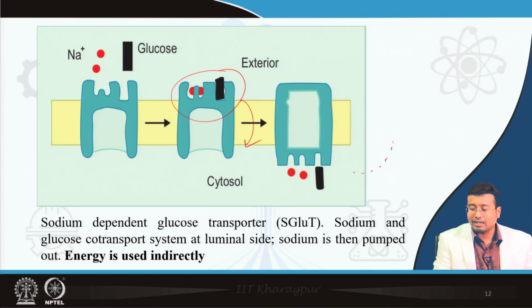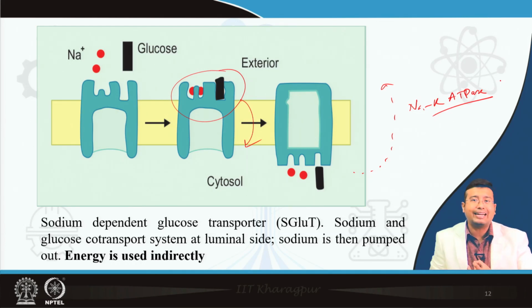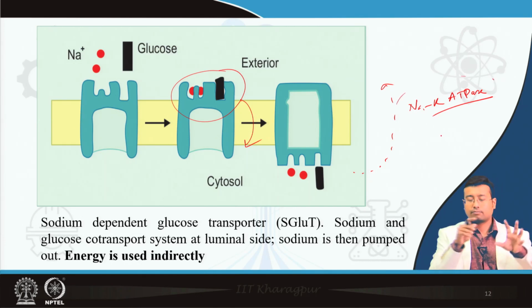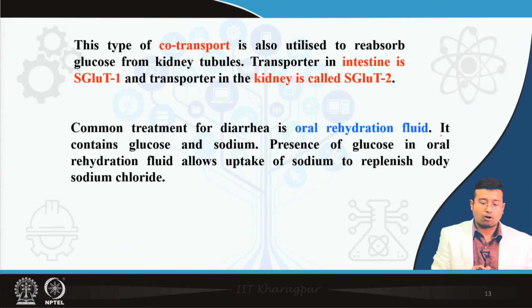It is later pumped out with the help of the sodium potassium ATPase pump. This is a very important pump which uses energy. So considering the whole phenomenon, when sodium goes inside and later is pumped out, where energy is required, energy is used indirectly. But considering only the sodium dependent glucose transporter, SGLT, energy is not required.